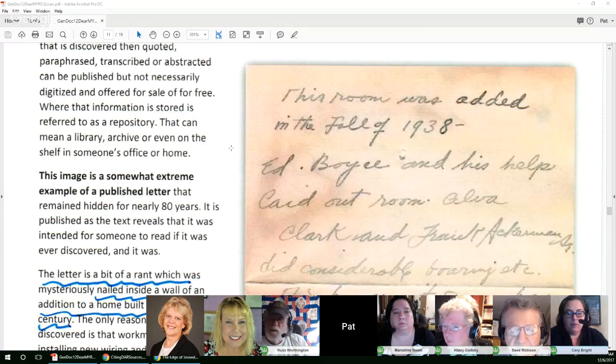This was pulled out of the inside of a wall where the electricians were doing some work, and it was nailed to the inside of the wall.